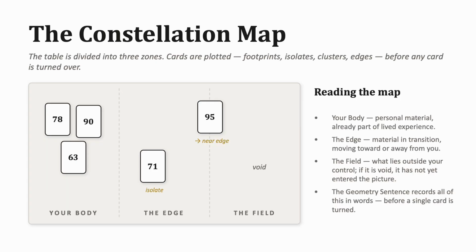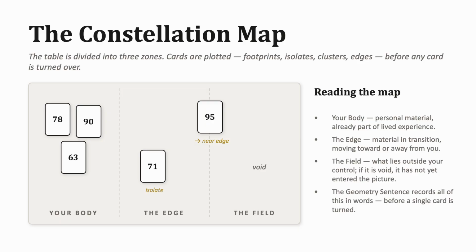You record all of this on what I call the constellation map. The table is divided into 3 zones, and you plot the cards, clusters, isolates, edges, and voids, before turning anything over.